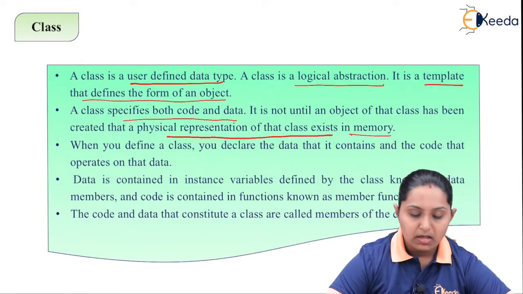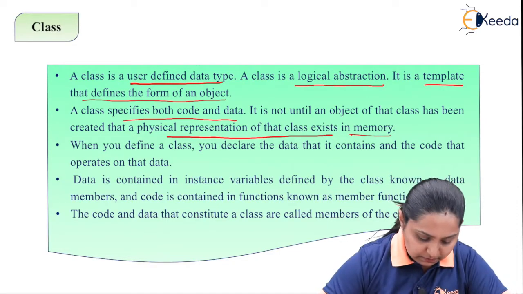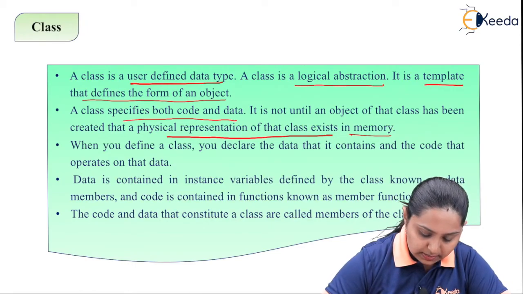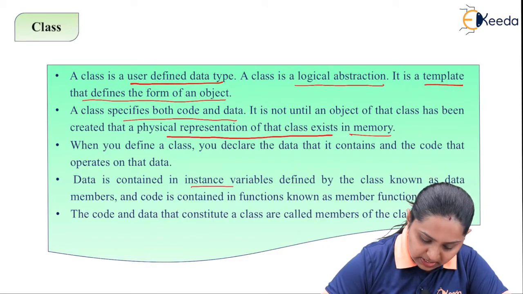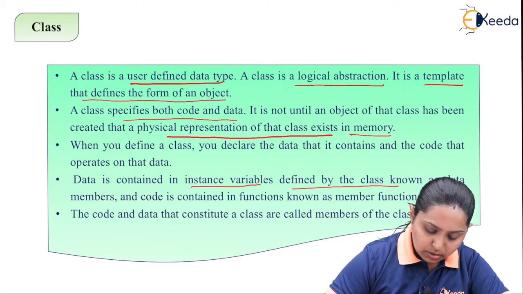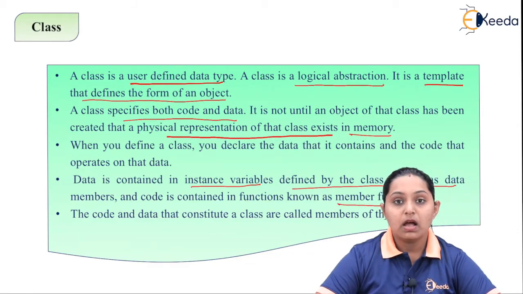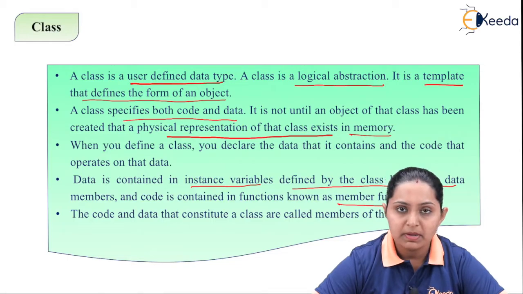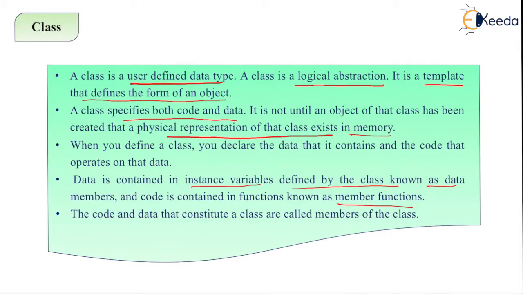in the memory. When you define a class, you have to define the data and the code which is related to that object. When you define a class, you declare the data that it contains and the code that operates on that data. Data is contained in instance variables defined by the class, known as data, and code is contained in functions, which are known as member functions. That means a class is a collection of data members and member functions. Without that, we cannot say that a class is a formation of structure.